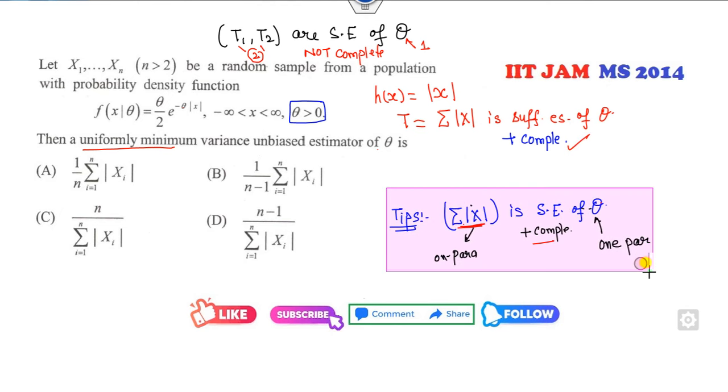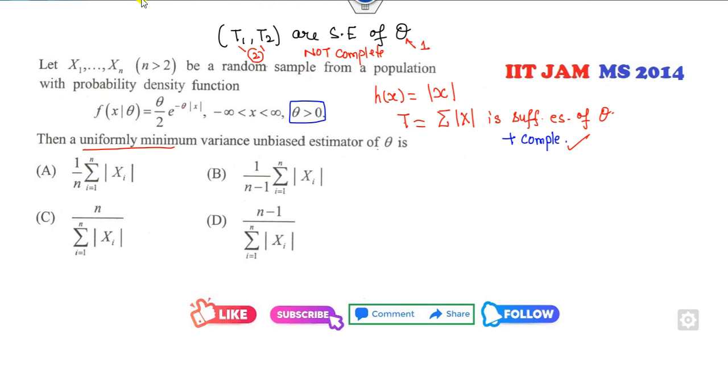Now, which one of the following is true? Clearly, what is the distribution of x? Mod of x will follow, because it's a double exponential distribution. So if you take the mod, it will be a gamma distribution. No, it will be an exponential distribution, an exponential distribution with the parameter theta.